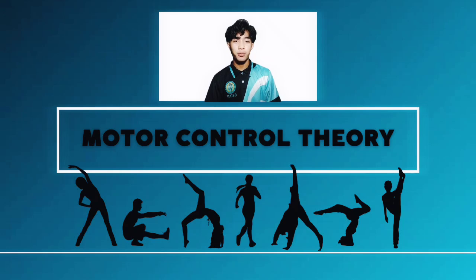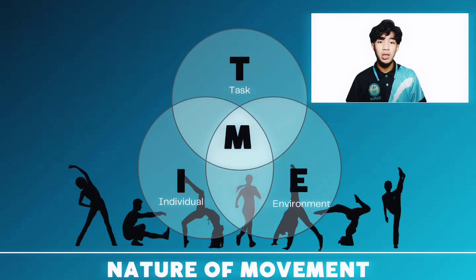The organization and production of movement is a complex problem. That is why the study of motor control has been approached from a wide range of disciplines, including psychology, cognitive science, biomechanics, and neuroscience. The nature of movement: movement emerges from interactions between the individual, task, and environment. So basically, there is no movement at all when one of those is missing.